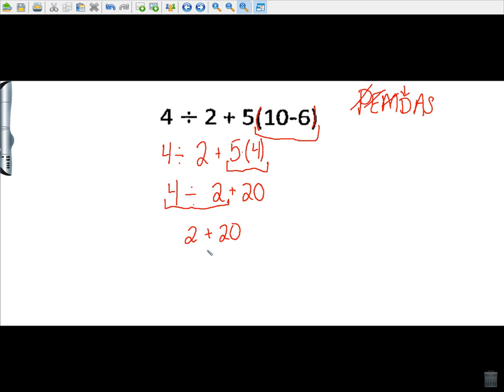And we are going to be left with 2 plus 20. As you can see, we got no division left. So addition would be our last thing. This is going to be 22. Okay. On to the next one.